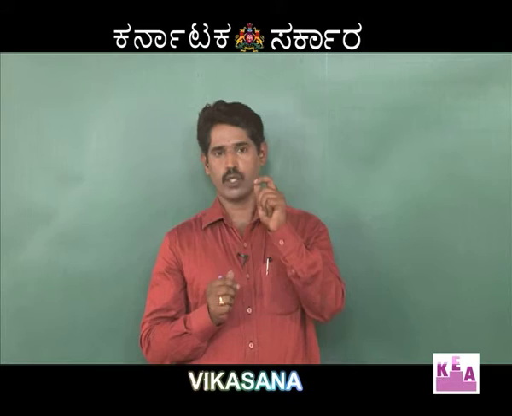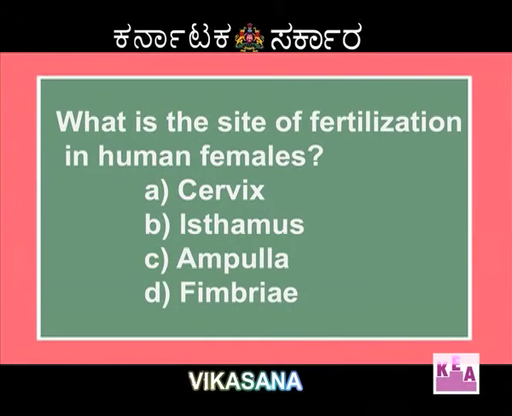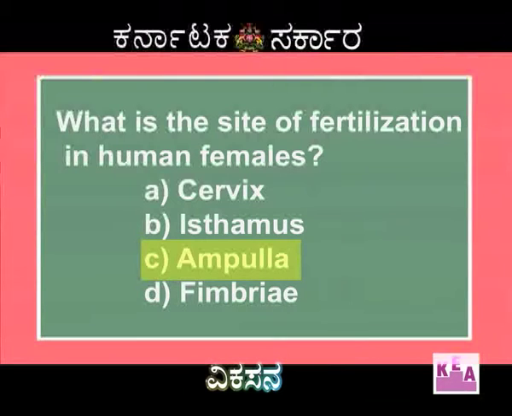So dear students, you have to remember, if in the options they give together the junction of isthmus and ampulla, the answer will be that one. If they separately give ampulla, and there is no junction of isthmus and ampulla, then the option becomes ampulla. So here the junction of isthmus and ampulla is not given. As a result, for this question the correct option is ampulla. So ampulla is the site of fertilization in the human fallopian tube.